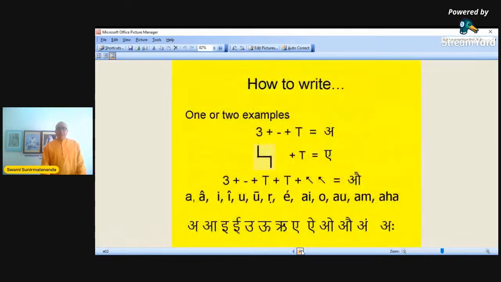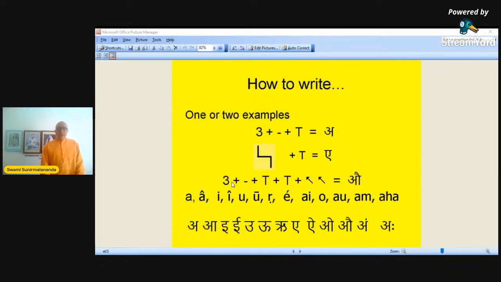How to do that? Here are one or two examples again. First, write the number 3. Next to that place a hyphen. Next to that place T. When they are all together, it becomes the letter A. Remember the chair. Add T, it becomes A. So in this way, you can master the vowels in no time using a few Roman letters and numbers.